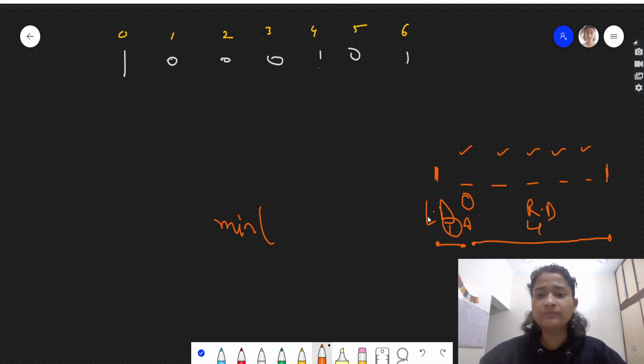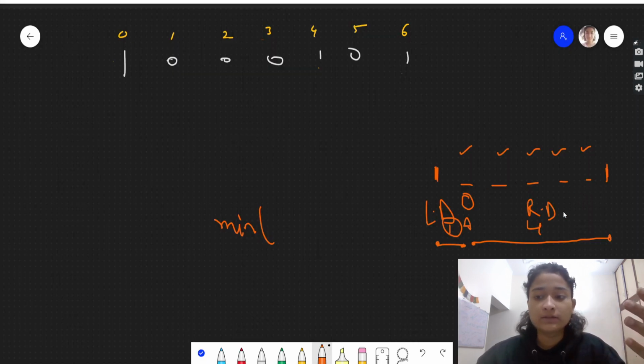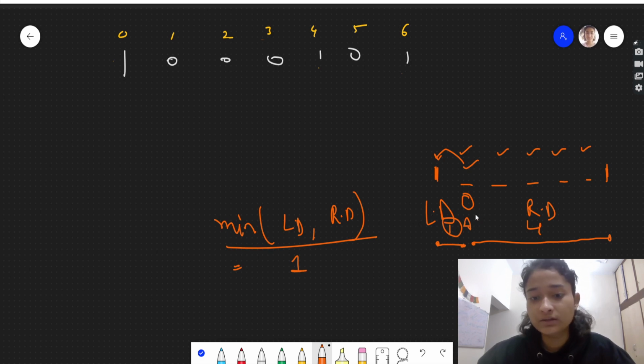Why are we taking the minimum? Because see, even though this person is far away from Alex, this person is closest to Alex, so we have to take the closest one, because in the answer we need to return the maximum distance from the closest person. This could not be an answer. 4 will not be, because if Alex sits here, then this is also a person sitting next to Alex now, so that will also be considered. So we have to take the minimum of left distance and right distance, right? So here it will be 1. The minimum will come out to be 1. So Alex will not sit here.